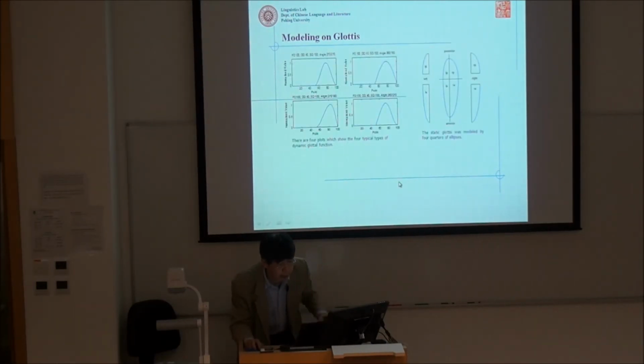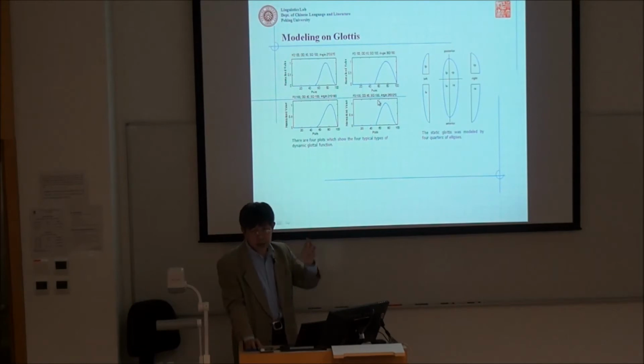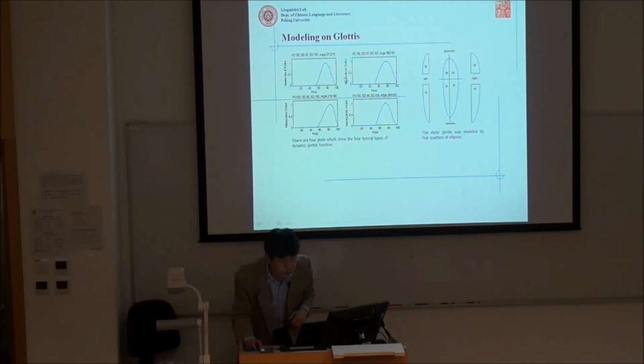Now I will say something about the techniques. Here, the model definition: this is a glottis. We use the static glottis modeled by four quarters of ellipses. And this is the modeling of the speed control. We have to use four functions to control the movement of the glottis.